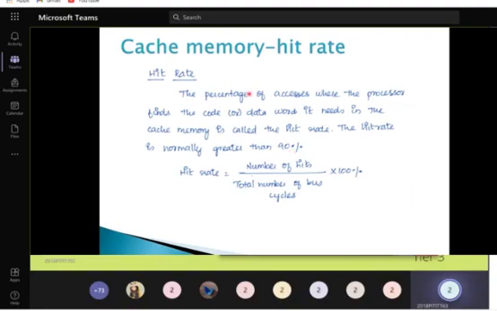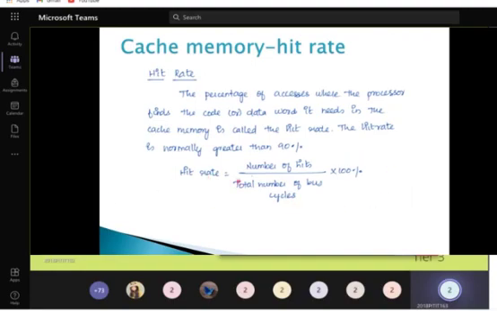So how do we calculate this hit rate? We have a formula, and they will be asking it in the GATE exam. Given the number of hits and the number of bus cycles, what will be the hit rate percentage? You need to know this formula and substitute in it.